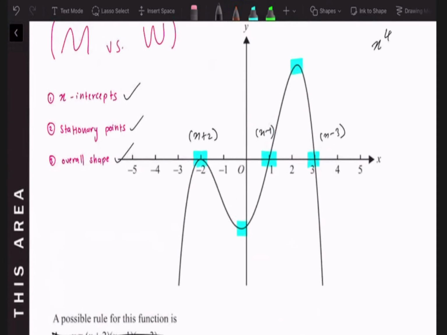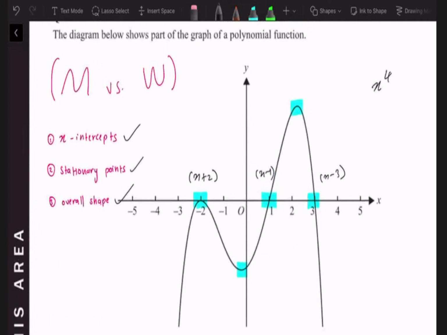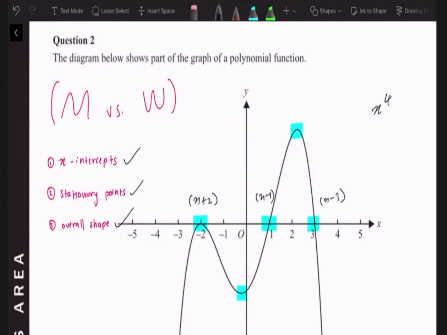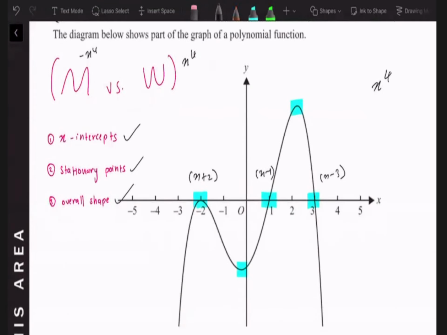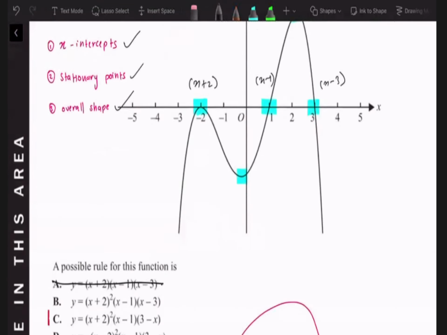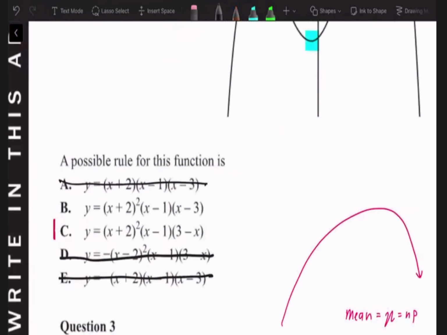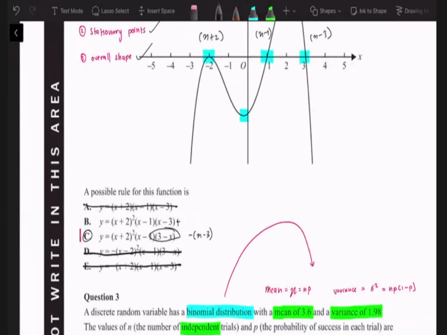And the last thing to look at is the overall shape. If it's an M, that means it's minus x to the power 4. But if it's a W, that means it's x to the power 4. In this case, we have an M, so we're going to have a negative in front of the whole equation. This one's an overall positive equation. But you can see this factor in this equation: if you take the negative out, it becomes negative x minus 3, which means we have a negative. So C is the one we're looking for, because the graph is overall a negative graph.